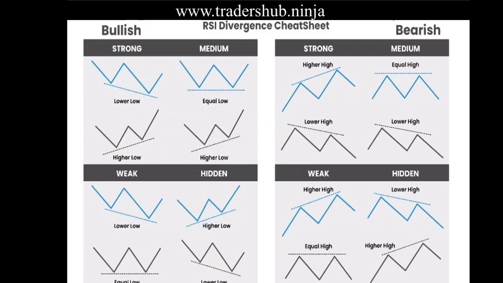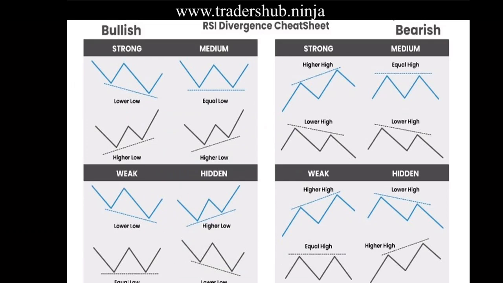And the next one is bearish divergence. Market making higher highs, RSI creates lower highs. This indicates a strong bearish divergence. Market making equal highs, RSI making lower highs. It suggests a medium bearish divergence.